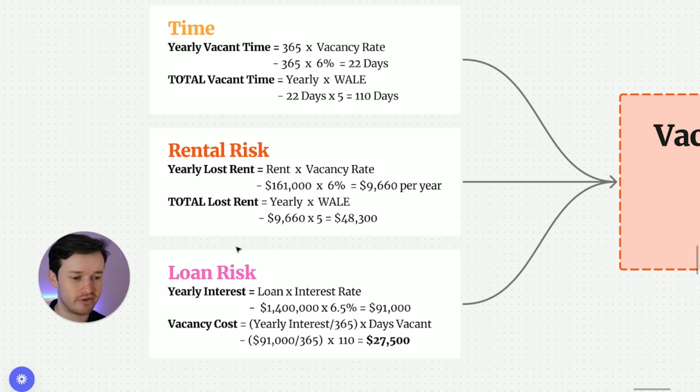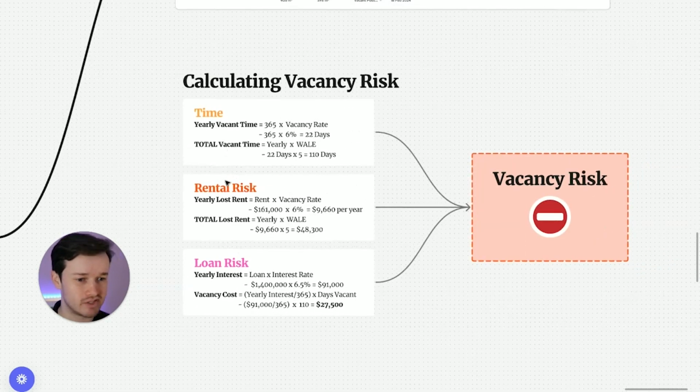And now we know that after the 5-year lease, the property is going to be vacant for 110 days. So if we calculate the interest we're going to be paying over those 110 days on the loan, it's going to equal $27,500. So this sort of calculation can gain clarity on how much risk there is in the property. So there is time risk, loss of rental income risk, and the loan risk.